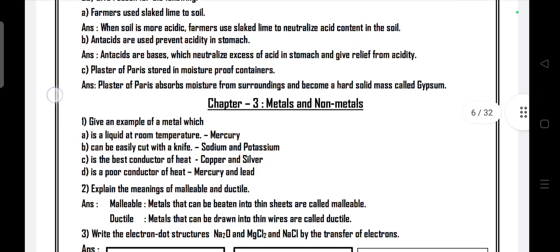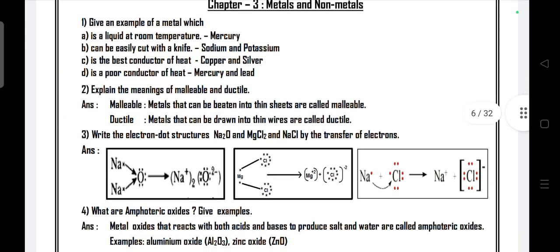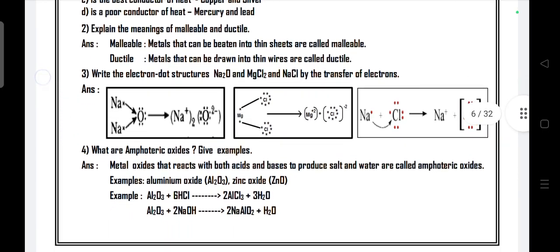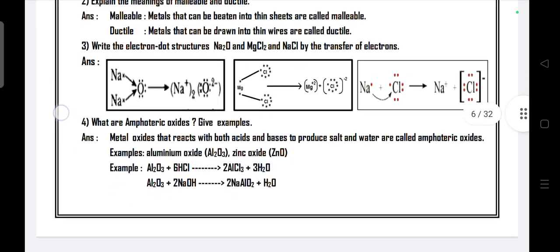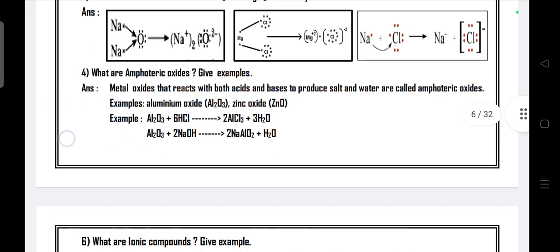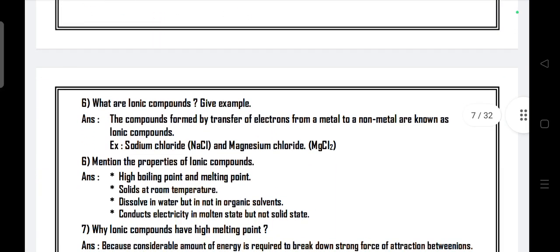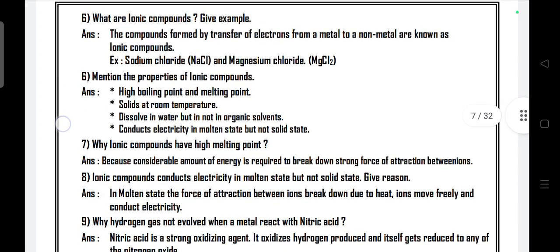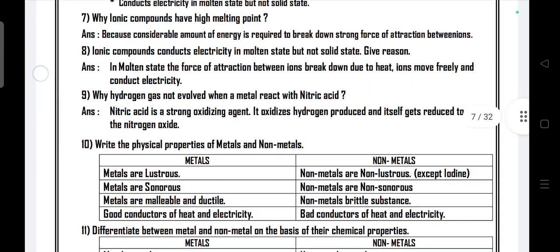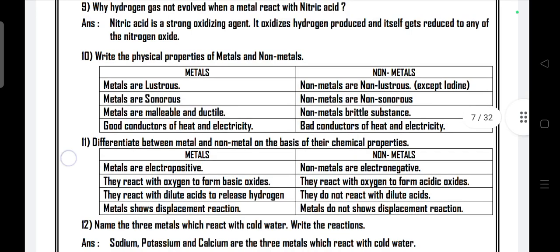Now come to chapter number 3, metals and non-metals. From this chapter, important questions are dot structure, 100% they'll ask. Sodium oxide, magnesium chloride, and sodium chloride. Anyone they'll ask. Three options are here. Anyone they'll ask. So these are chapter wise important questions. If you read this, it is enough for you to score above 75 out of 80.